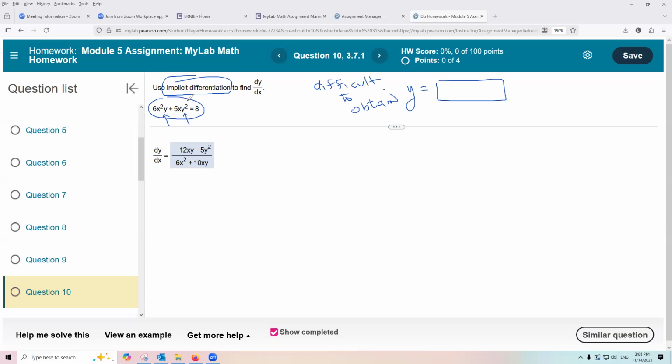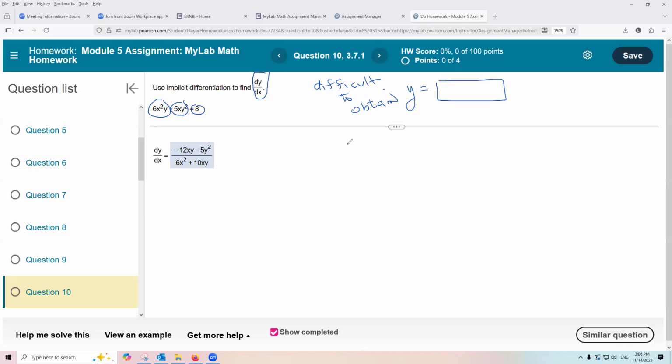So here, I wouldn't really be able to get y by itself because I'd have to take square roots of both sides and so on. Well, an easier way is to use what's called implicit differentiation. What it means is you're going to take the derivative of each expression on each side of the equation. And then in the end, we're going to try to find dy/dx.